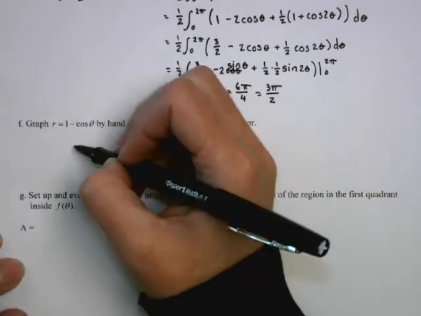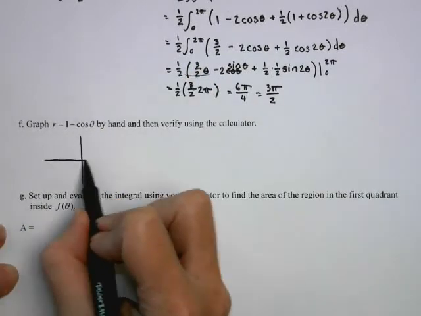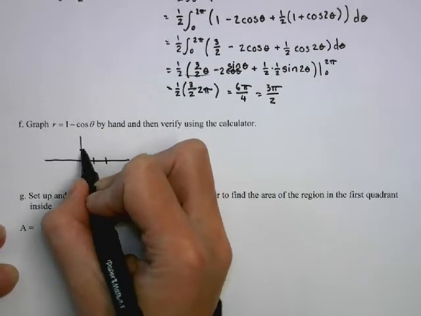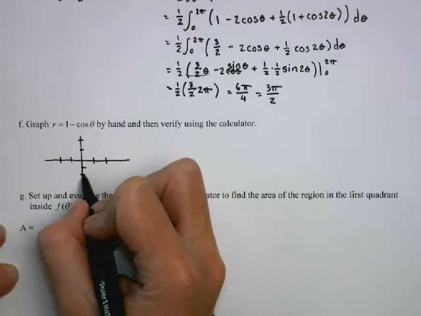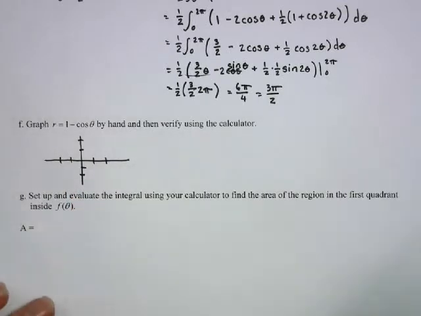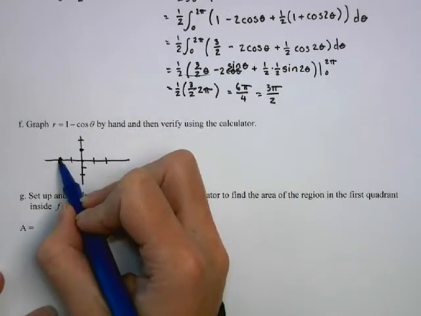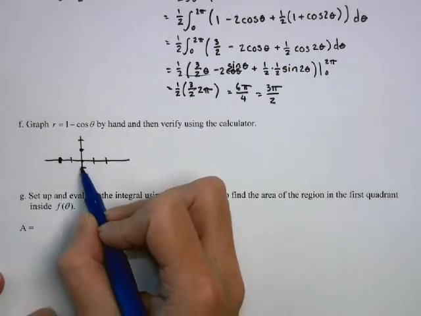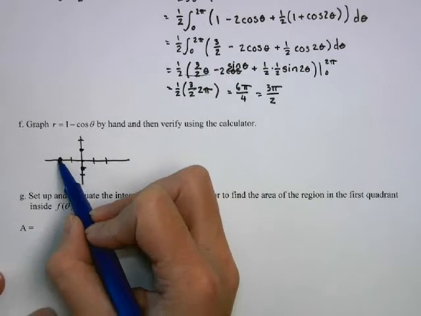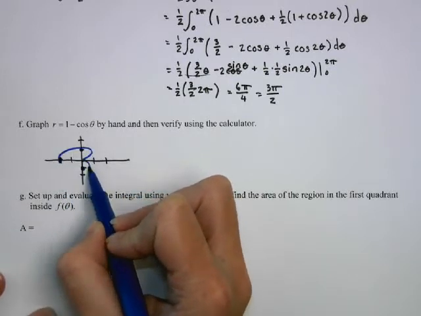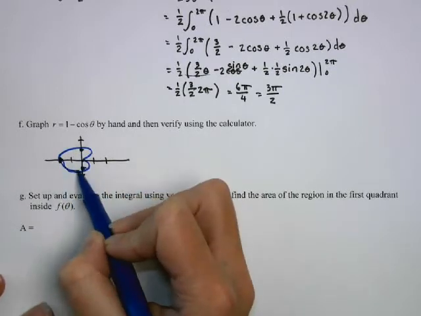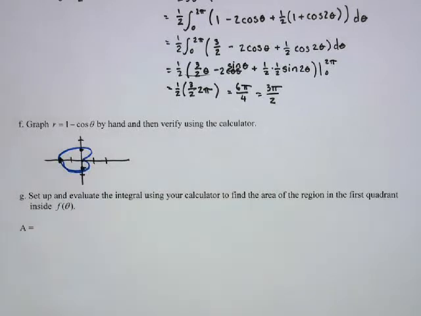So how does that translate to the polar curve? At 0, we're at 0. Pi over 2 is at 1. Pi was at 2, and this was at 1. So the cardioids are the heart-looking ones. And you can graph it on your calculator to confirm. Remember, just go to polar mode and then graph that in.